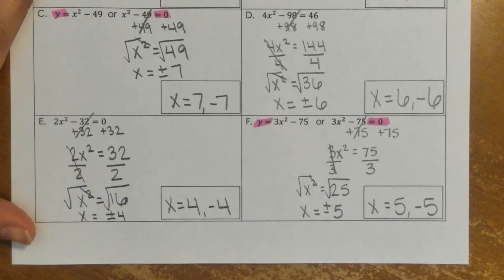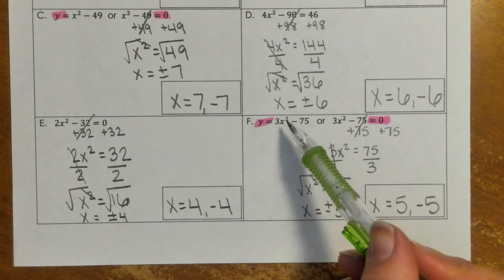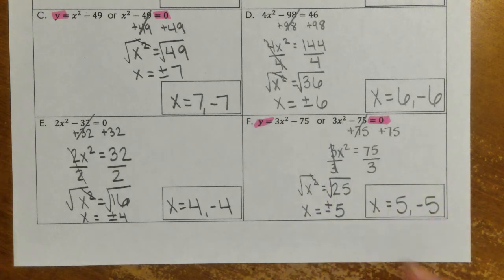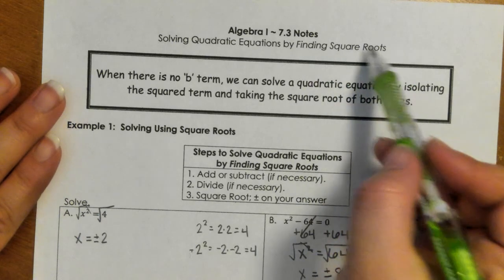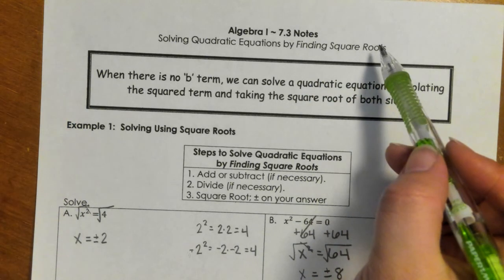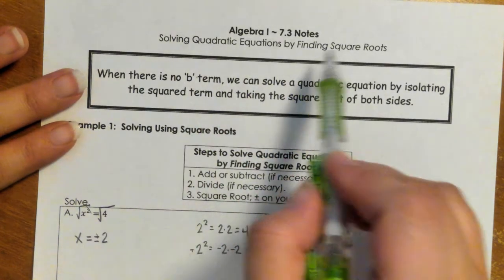Okay, so just as a recap, this is solving quadratic equations. It's a quadratic because it has an exponent of 2, by finding square roots. So I kind of italicized this, emphasizing we can solve them when we don't have a b term, and it's called finding square roots.